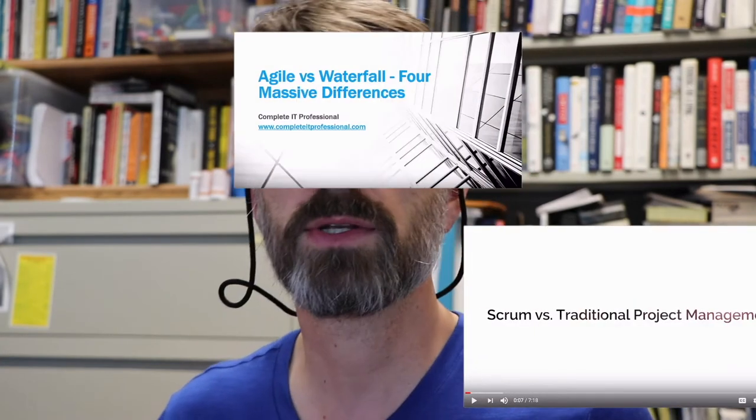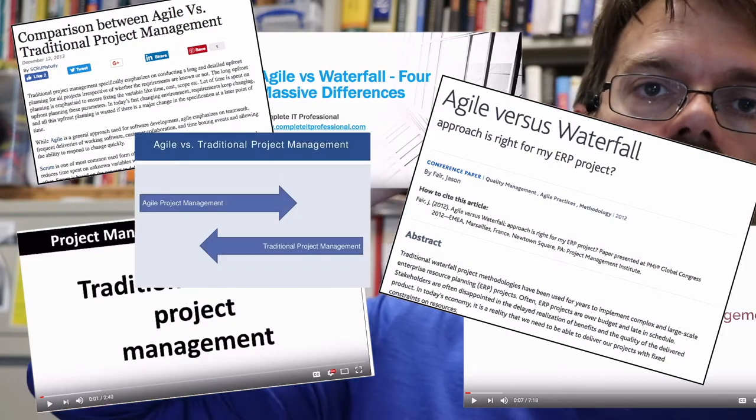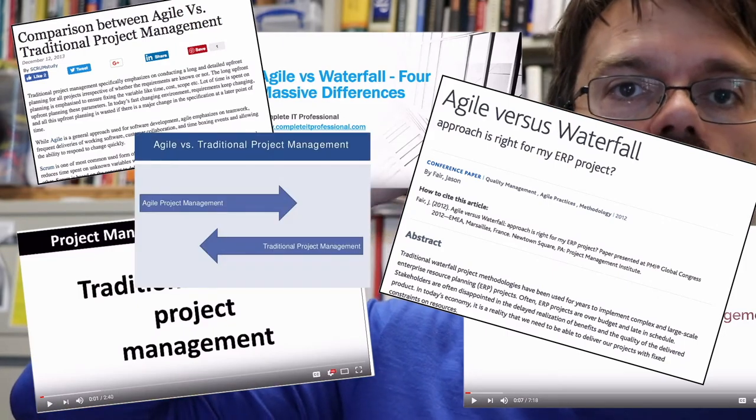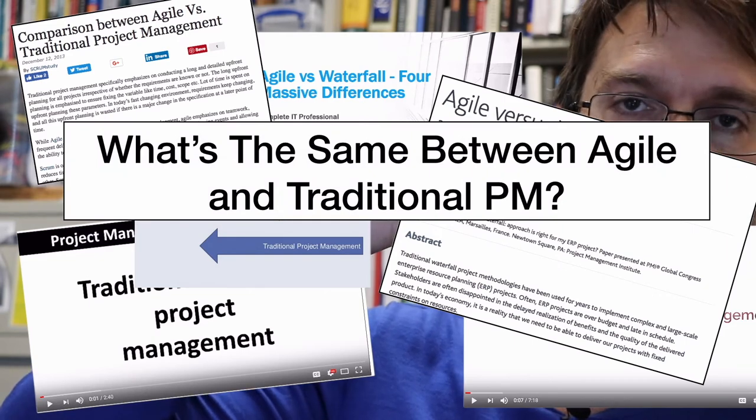A lot has been written about the differences between Agile and traditional project management. But I think one of the more valuable questions to ask is, what is the same between Agile and traditional project management methodologies? So let's just look at a few, and I bet you that you can think of some more on your own. I find this is very valuable, especially when you're learning a new framework or methodology, because it gives you a way to relate it back to what you already know.